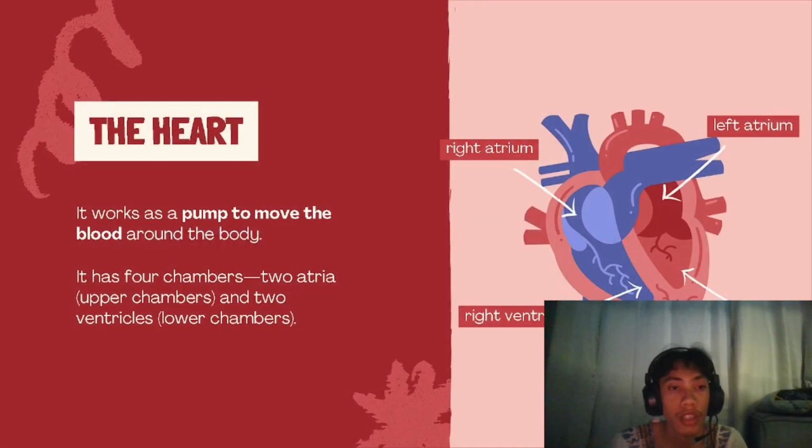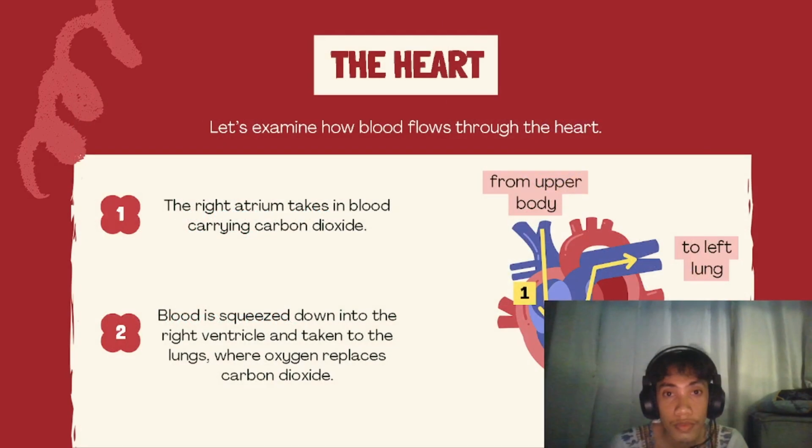So first, the heart. It works as a pump to move the blood around the body. It has four chambers, two atria, which are the upper chambers, and the two ventricles, which are the lower chambers. Let's examine how blood flows through the heart.